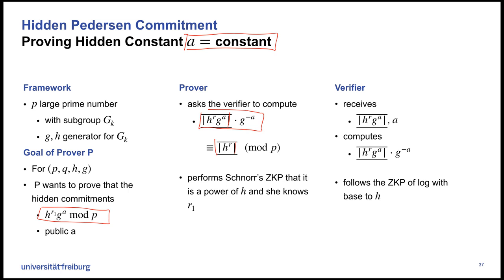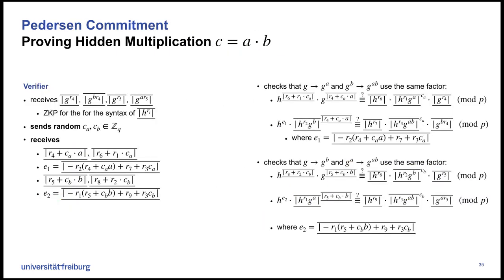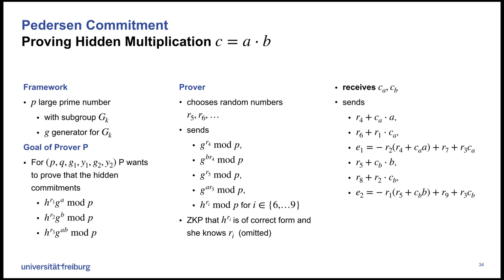Can we do multiplications? Is it possible to do multiplication with hidden commitments? And the answer is yes. It just needs 2 pages.